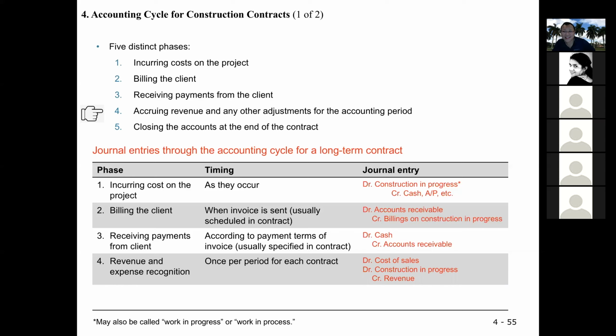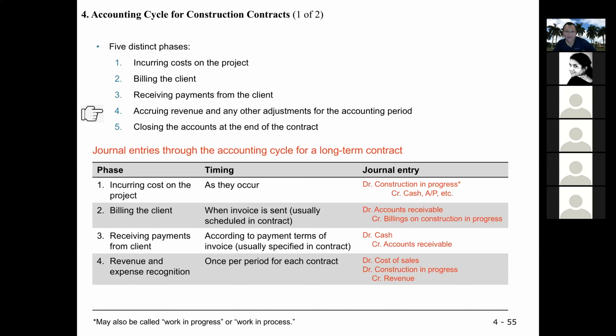Does this make sense? Because that's how much you think your asset is worth. You are building an asset, and you're going to sell it for 10 million. So at the end of the day, the value of this asset is 10 million upon the completion.